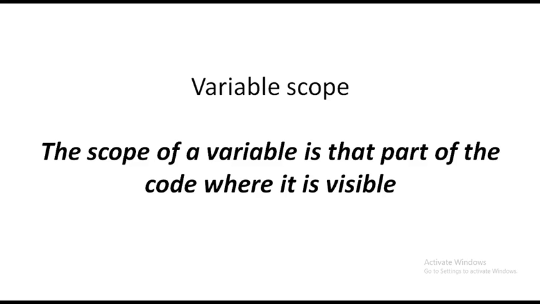Next one is variable scope. What is variable scope? The scope of a variable is that part of the code where it is visible, from which part to which part it is visible. That is what is known as variable scope.